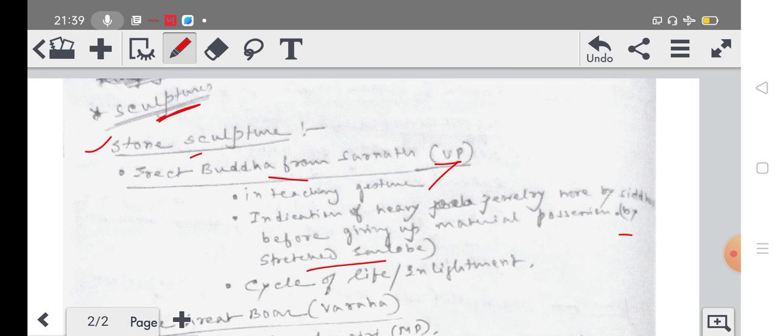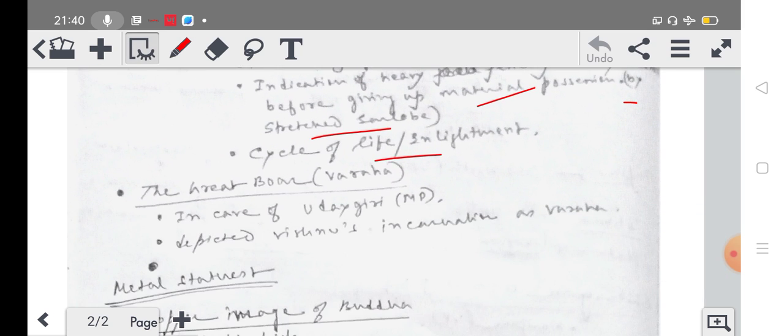This indicates the heavy jewelry worn by Siddhartha before giving up material possessions. This type of question can also be asked: in the erect Buddha statue in Sarnath, we can find the extended earlobe of Lord Buddha. What does that indicate? And a cycle of life or enlightenment from where the Dhamma evolves is also found in the statue. Okay, we are next moving to the great boar Baraha.